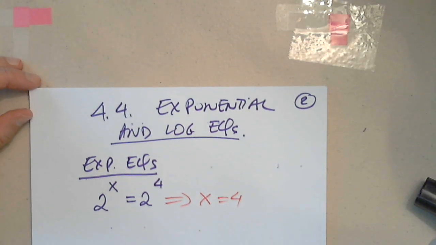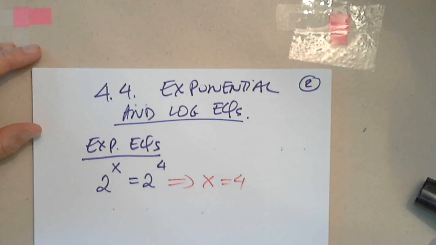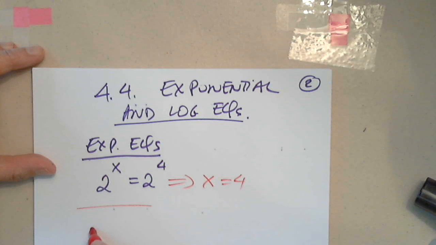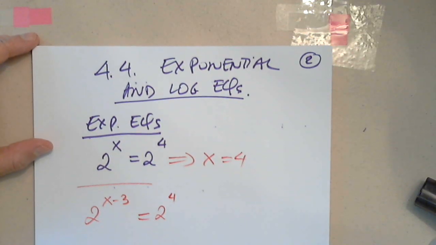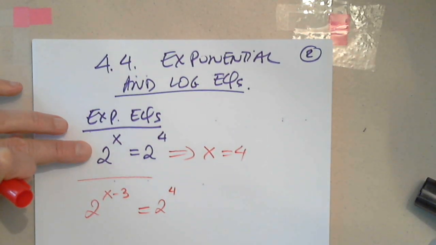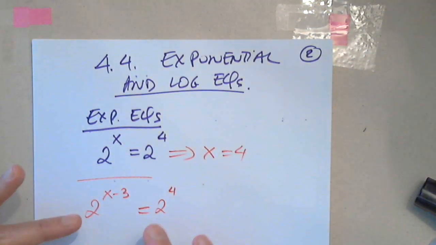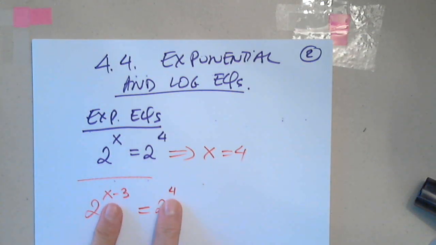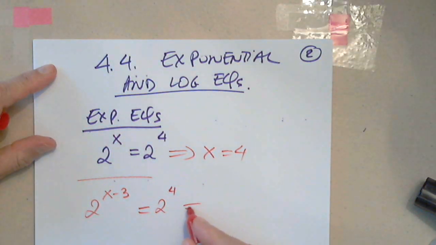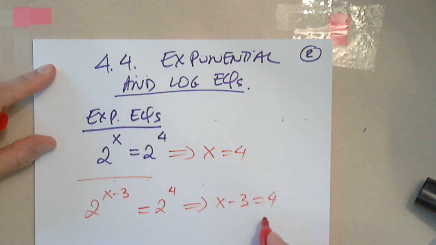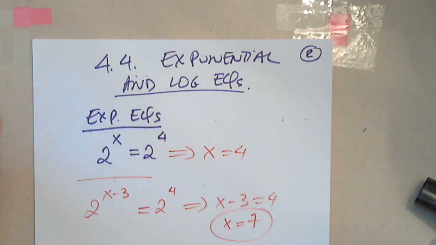That's the easiest possible exponential equation. Let's look at the next one. Let's say another example will be 2 to the x minus 3 equals 2 to the 4th. That's not really different from the previous one. Two numbers are equal and they have the same base. What has to happen to their exponents? Must be equal again. Very good. So then x equals 7.